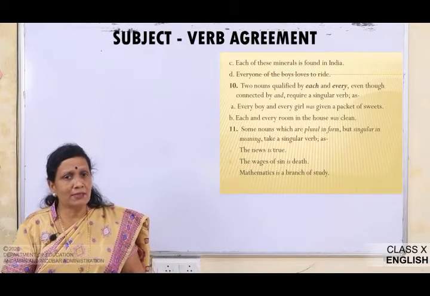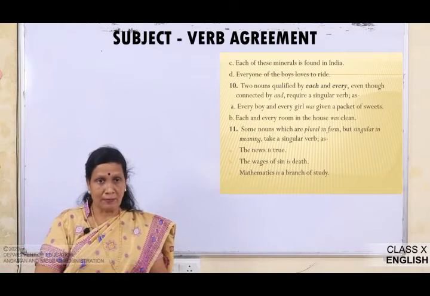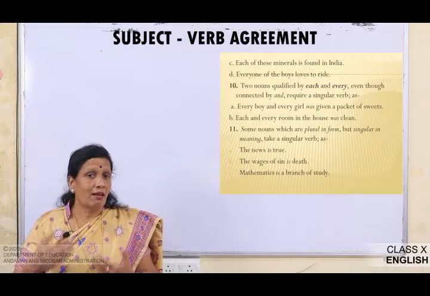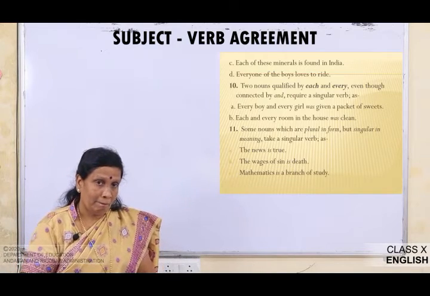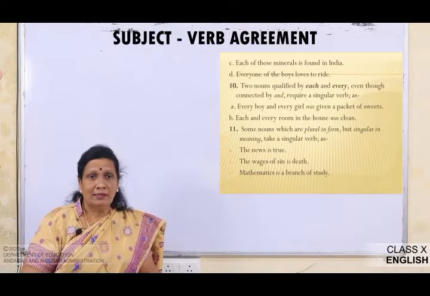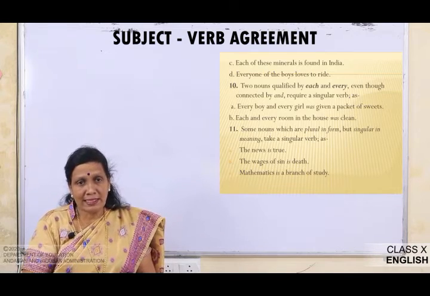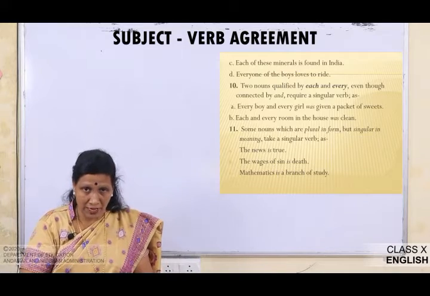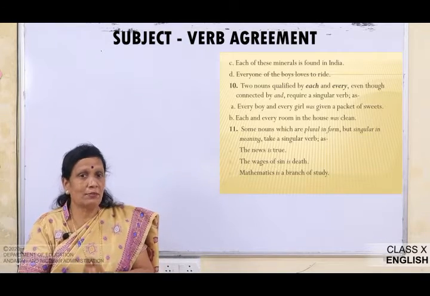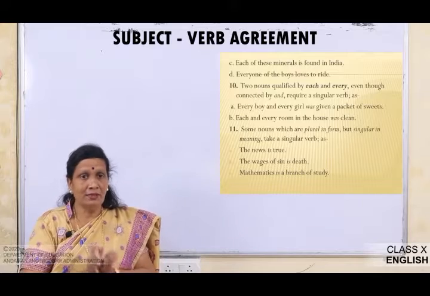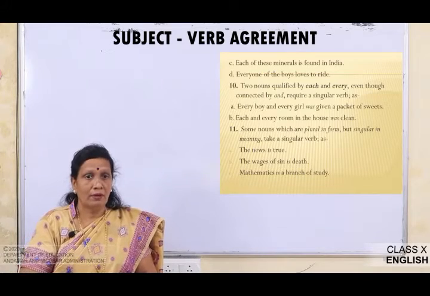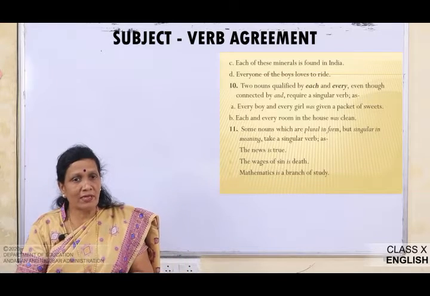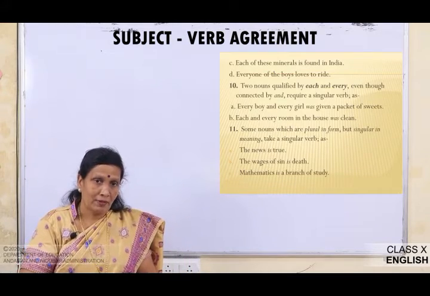Each of these minerals is found in India. Every one of the boys loves to ride. Okay. Now, let us look at the next example. Two nouns qualified by each and every, even though connected by and, we use a singular verb. For example, every boy and girl was given a packet of sweets.